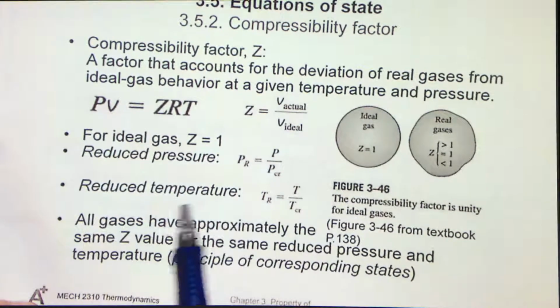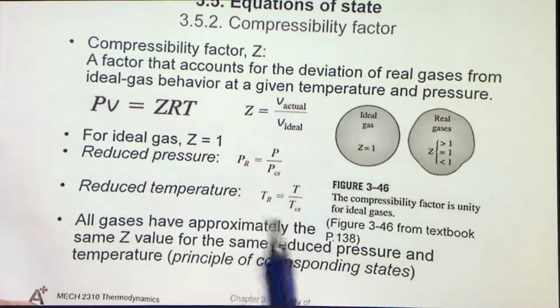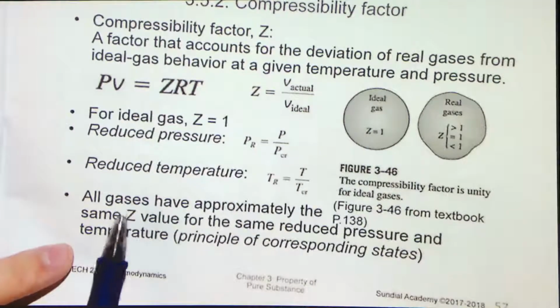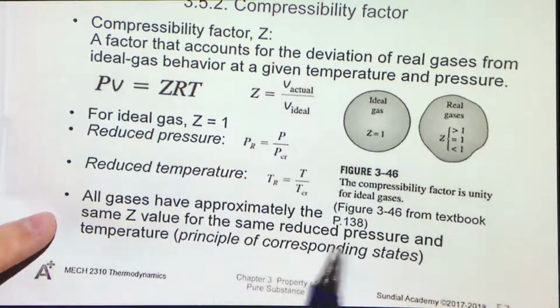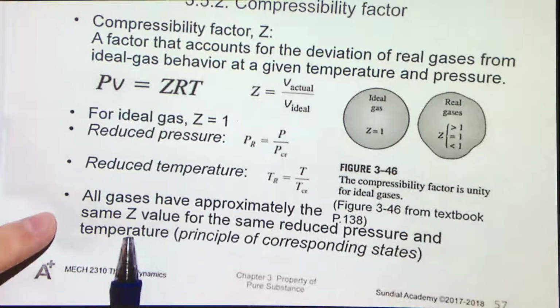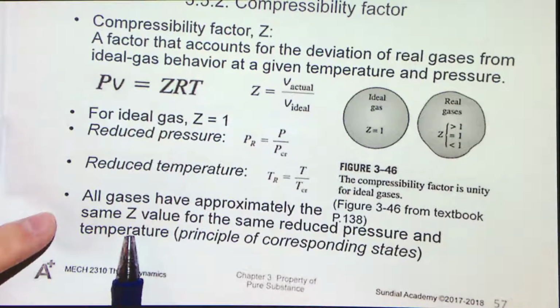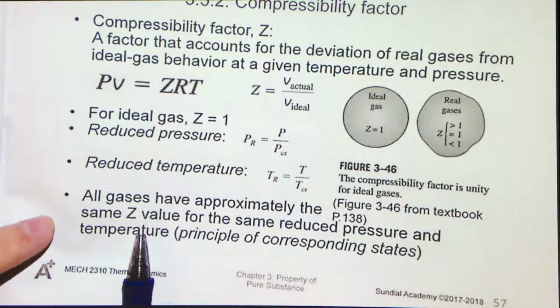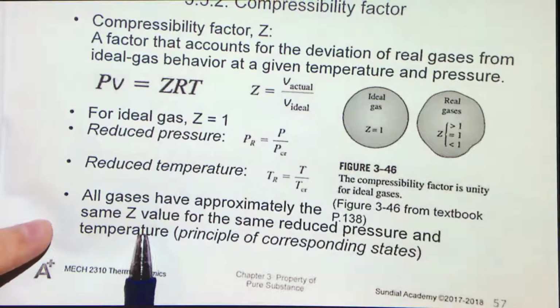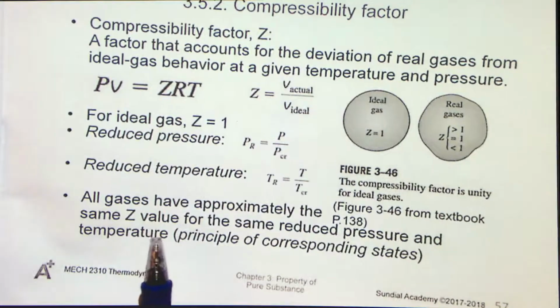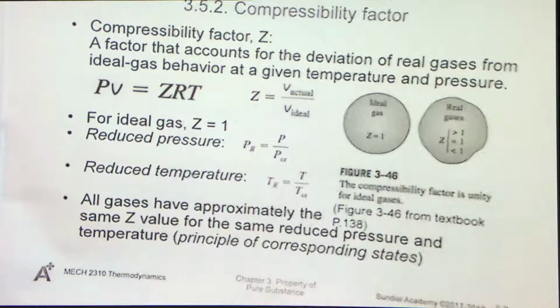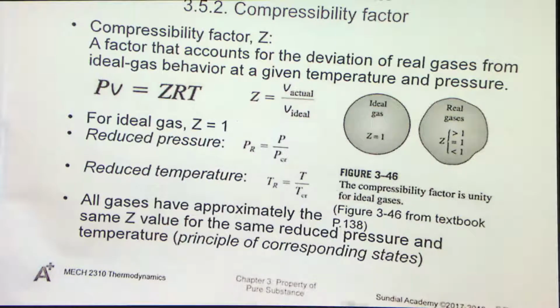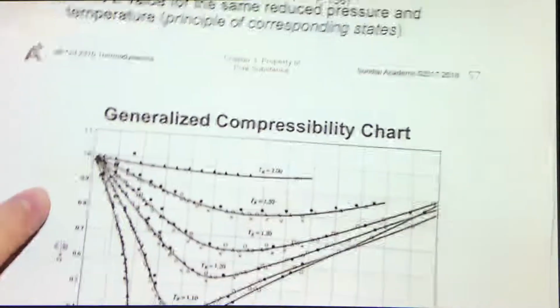There is a similar definition for the reduced temperature. We can see that all gases will have approximately the same Z value for the same reduced pressure and temperature. Although gases have different properties due to their molecular structure, if we get the same reduced pressure and reduced temperature, they will have approximately the same Z value. That's called the principle of corresponding states. Because of this result, we can make a so-called compressibility chart.